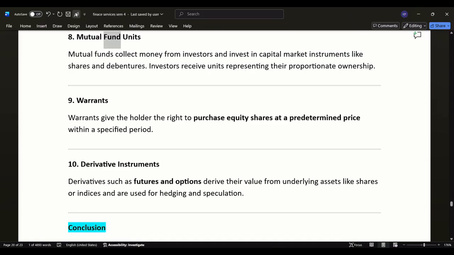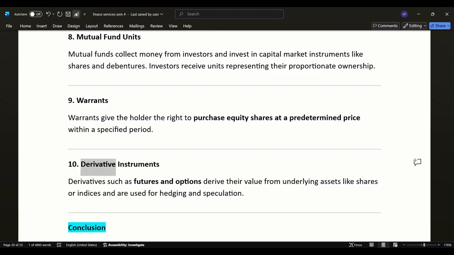8. Mutual fund units. Mutual funds collect money from investors and invest in capital market instruments like shares and debentures. Investors receive units representing their proportionate ownership. 9. Warrants. Warrants give the holder the right to purchase equity shares at a predetermined price within a specified period.